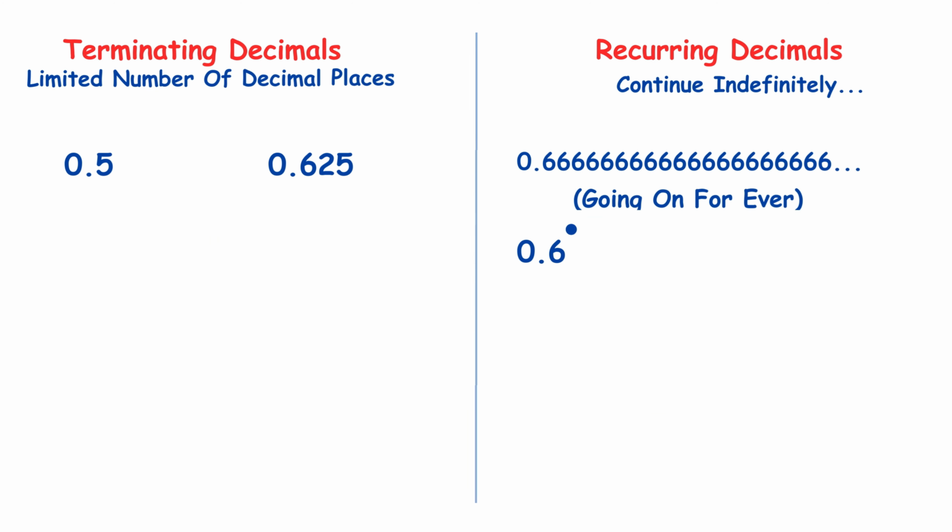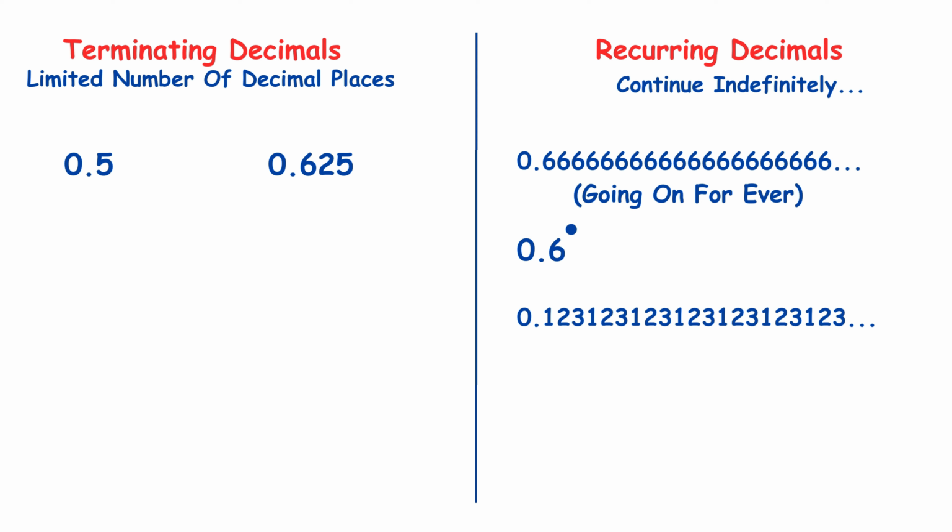Now, let's talk about decimals. These are numbers that use a decimal point to show values that are less than 1. Terminating decimals are the ones that stop after a few digits. For instance, the number 0.5 has only one digit after the decimal point, which is 5. Another example is 0.625, which has 3 digits after the point, 6, 2, and 5, and then it ends. These are called terminating because they come to a stop.